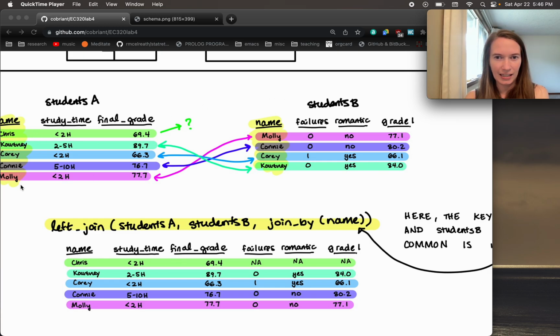So if you don't join by the right variables here, if you join by name and failures, if you say that those are the things that match up, then the first variables are going to look okay, and then over here under failures, romantic, grade 1, you're going to get all NAs because these variables don't actually match. So that's something to look out for. Always use the function view to take a look at your data sets after you've joined them to make sure that the join seems to actually be working.